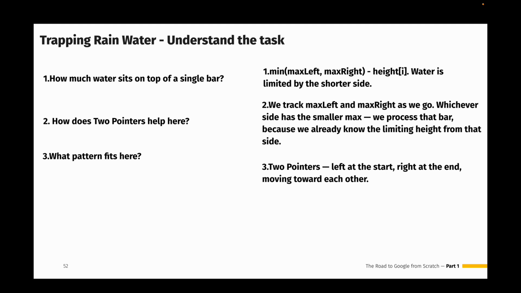So next question, how do 2 pointers help here? We track the maximum left and maximum right. Actually it means the maximum height from the left and the maximum height from the right as we go. Whichever side has the smaller max, we process that bar, because we already know the limiting height from that side.